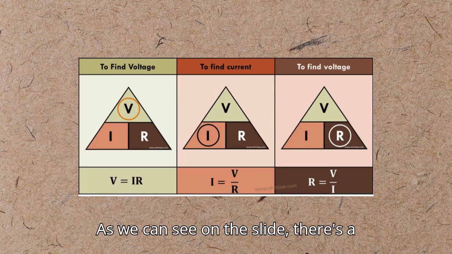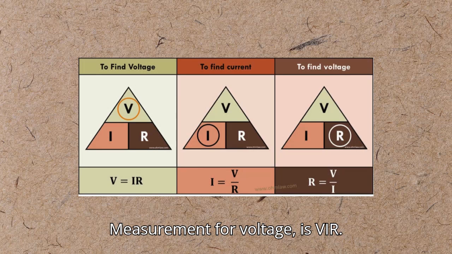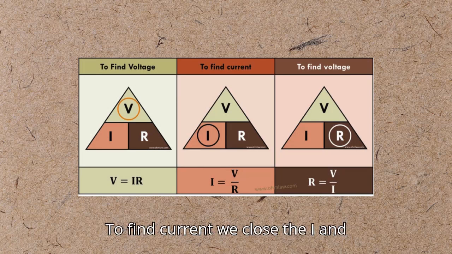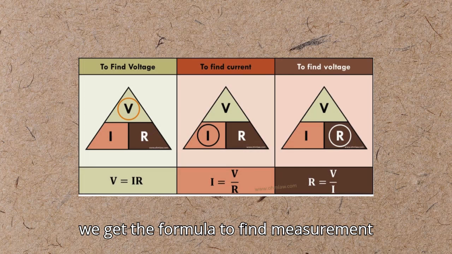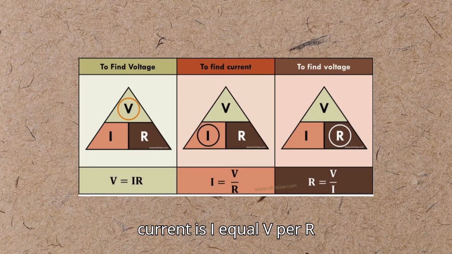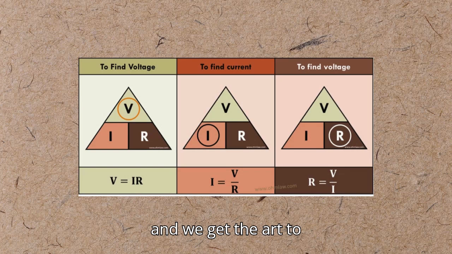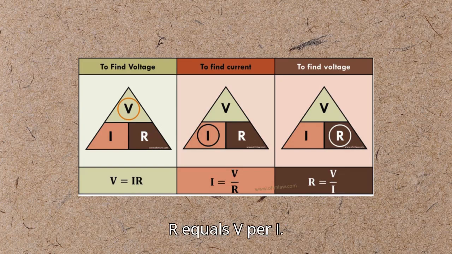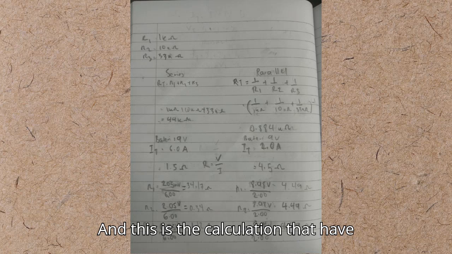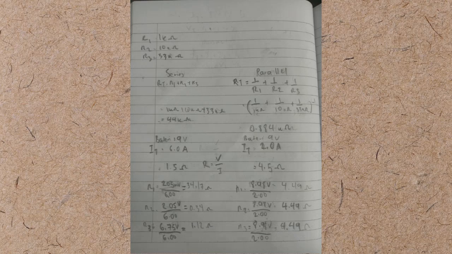As we can see on the slide, there are formulas to find voltage, current, and resistance. To find voltage, the measurement for voltage is V equals IR. To find current, we close the I and we get the formula to find current: I equals V per R. And to find resistance, we close R and we get R equals V per I. And this is the calculation that has been used by the triangle of Ohm's law, V per I R.